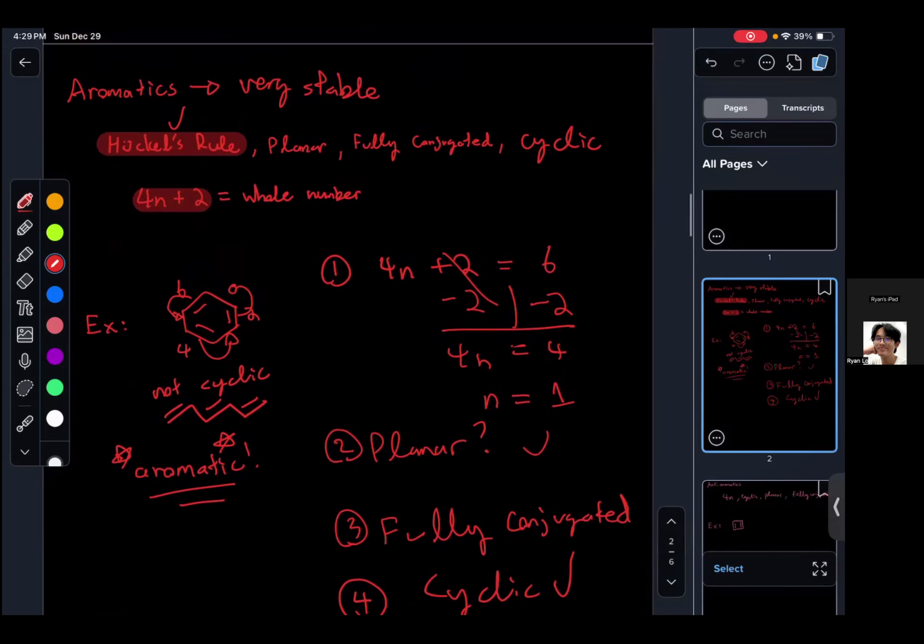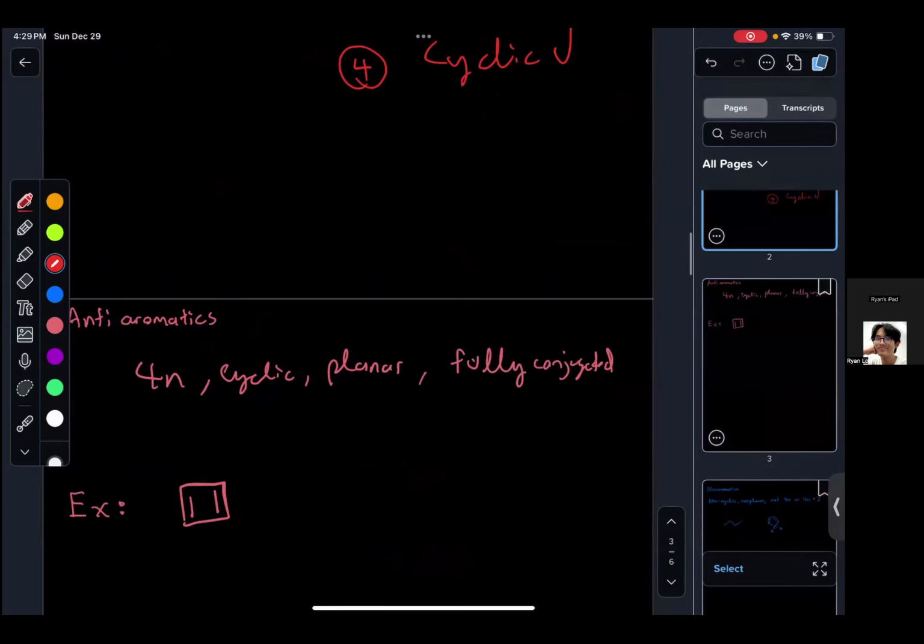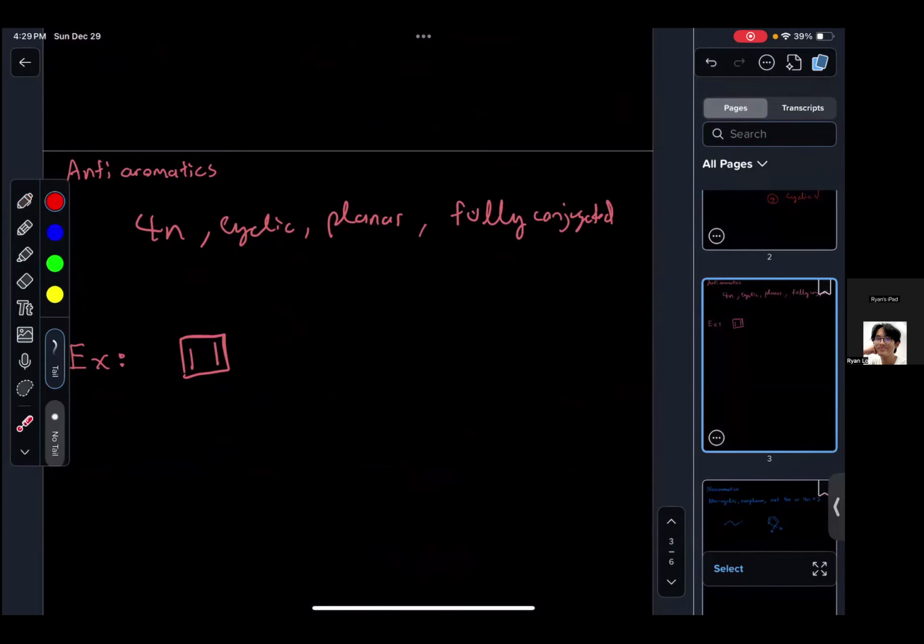So let's go on to anti-aromatics, right? Basically, almost all the same rules apply, except for instead of Huckel's rule, it's 4n, right? And so let's go over this very famous example. I kind of forgot the name of the structure, but it's a square, right? So 4n, right? How many here?